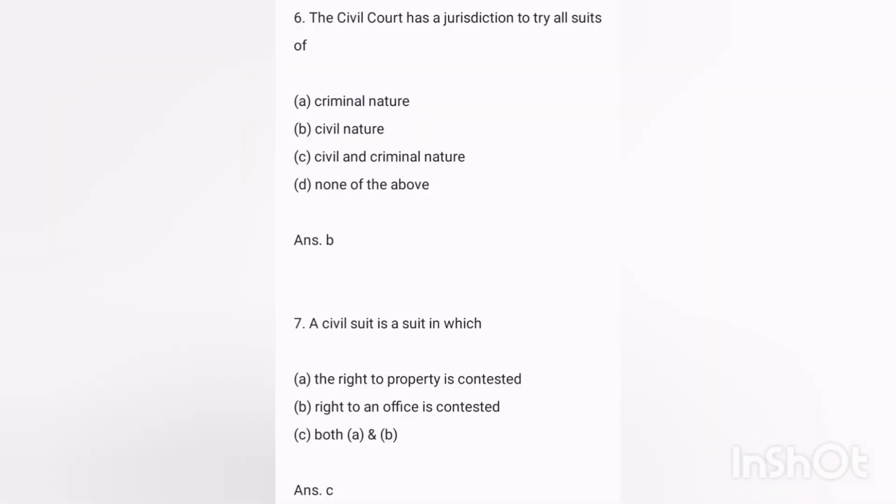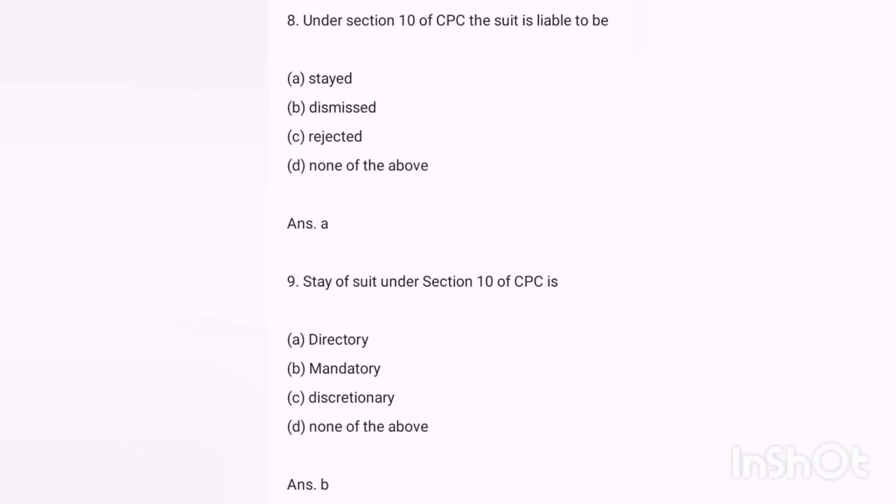Next, the civil court has jurisdiction to try all suits of, answer, civil nature. Next, a civil suit is a suit in which, answer, the right to property is contested or the right to an office is contested, both. Next, under Section 10 of CPC, the suit is liable to be, answer, stayed. Next, stay of the suit under Section 10 of CPC.